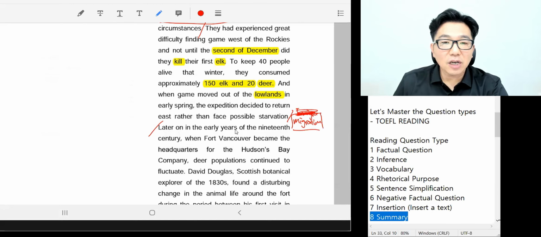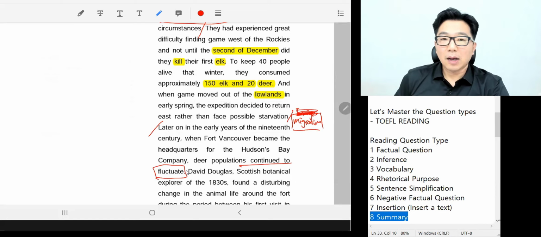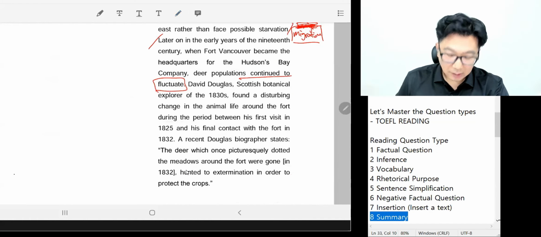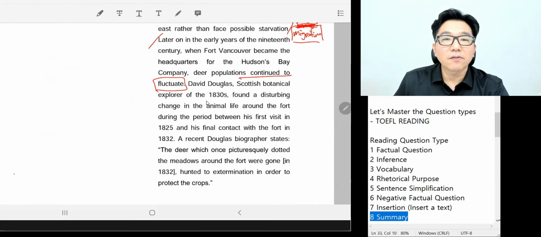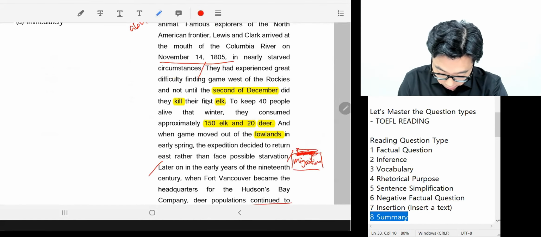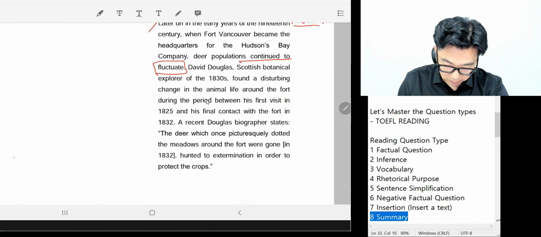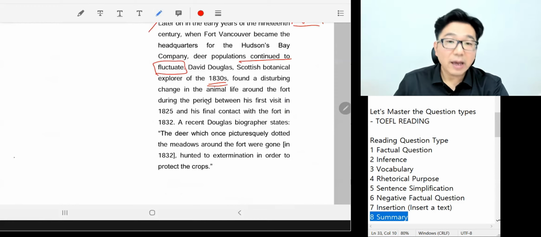Later on, in the early years of the 19th century, when Fort Vancouver became the headquarters for Hudson's Bay Company, deer population continued to fluctuate. All right, so hopefully we get another reason, an example for the fluctuation, right? So let's read on. David Douglas, Scottish botanical explorer of the 1830s. So let's check the dates. Due to migration, it was 1805, right? So this is about 25 years later. Second example. Okay, 1830s.